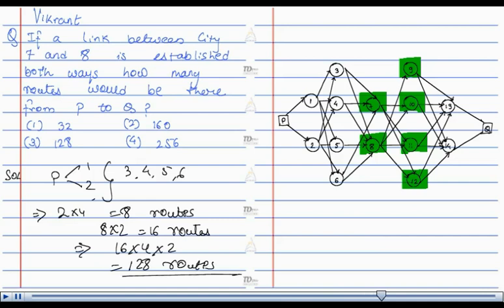But, if an additional link between 7 and 8 is established, the number of routes will be twice the initial number, that is 128 multiplied by 2, that is 256 routes. Therefore, the answer is fourth.